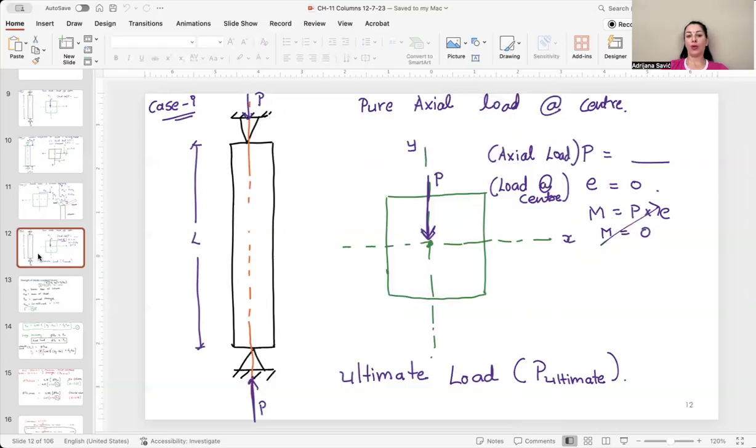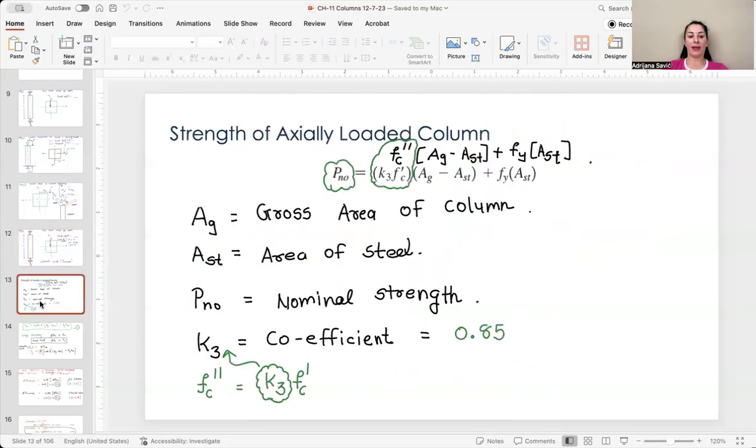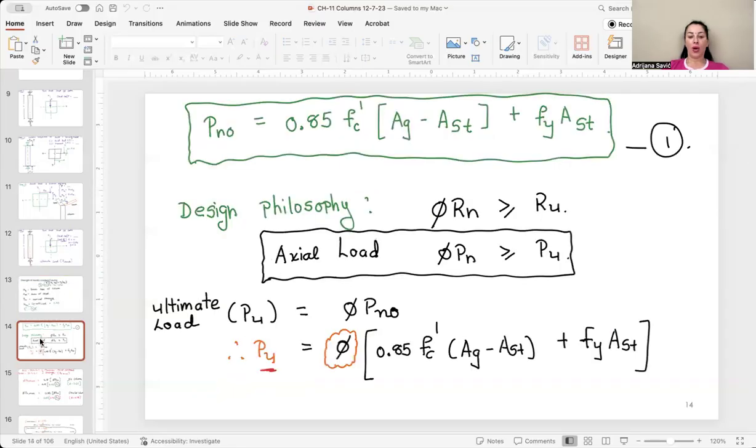So let's talk about the first case. In the first case, we need to determine the ultimate load, and that equation is given to us in the ACI code. In this equation, we have the gross area of the column, the steel area, Pn naught, which is the nominal strength, and K3, which is a coefficient of 0.85. According to this, our design philosophy is that the axial capacity has to be equal to or higher than the external force Pu.